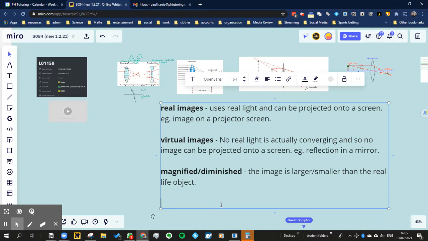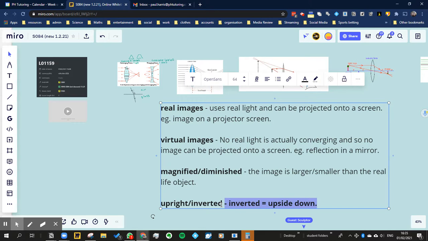And the other thing you can do is talk about whether or not it is upright or inverted. So obviously, upright just means the right way up. Inverted means upside down. And it's possible to work all this out by drawing a good ray diagram.